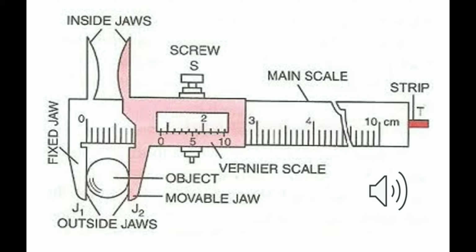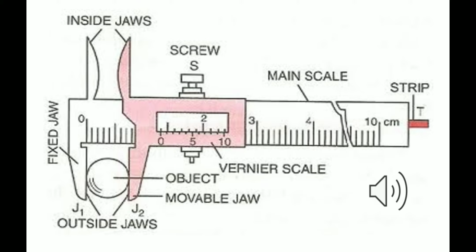Now, as the parts are mentioned here, there are 2 fixed jaws. You can see the outside jaws and you can see the inside jaws. We'll understand in later slides the importance of these jaws. Then we have a screw, the main scale readings, the vernier scale readings, and we have a strip T. That is also very important.